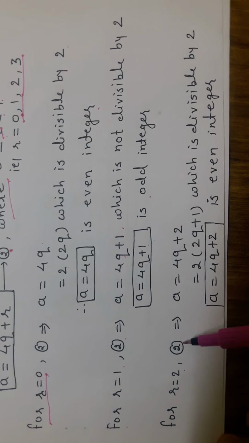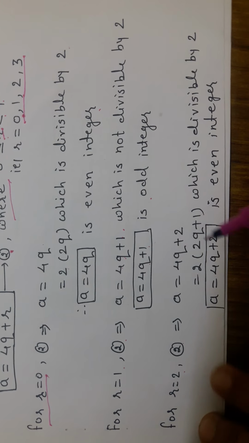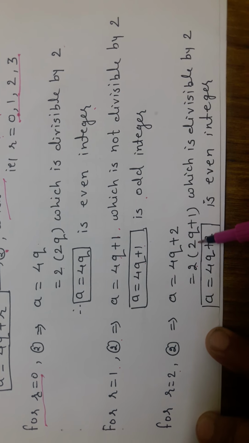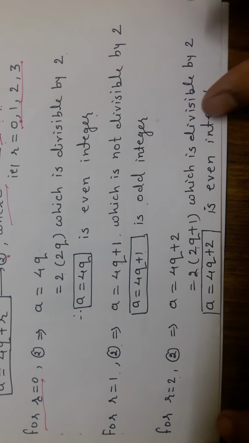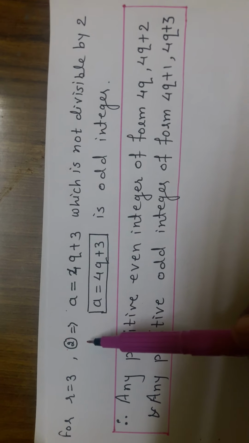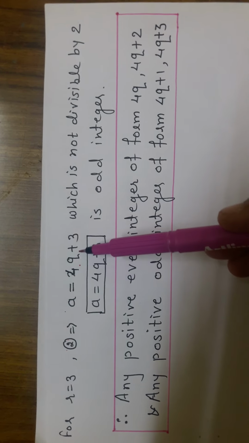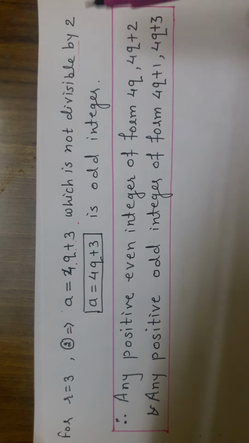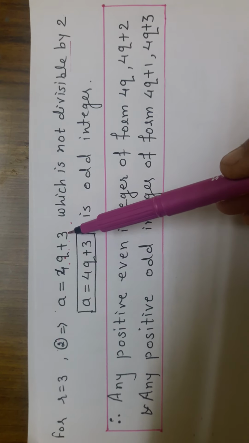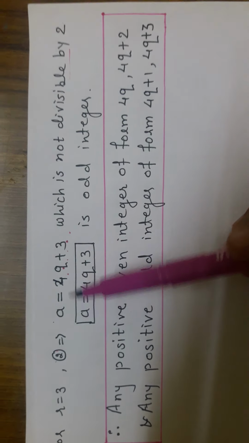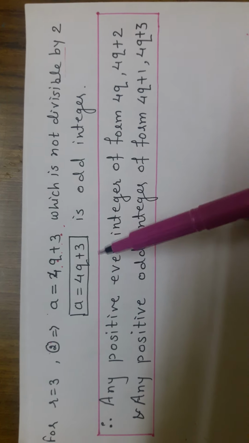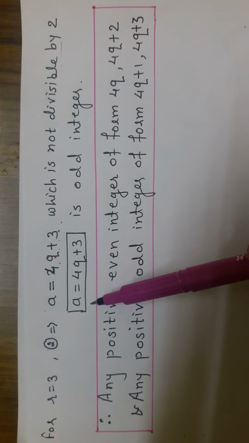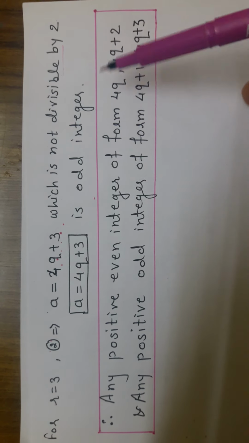For r is equal to 2, a is equal to 4q plus 2. Can we take out a common factor here? Yes, 2 is a common factor, 2 times 2q plus 1, which is divisible by 2. Therefore, a is equal to 4q plus 2 is an even integer. For r is equal to 3, a is equal to 4q plus 3, which is not divisible by 2, because if I substitute q is equal to 0, I will get only 3. That is odd. If I substitute q is equal to 1, we will get a is equal to 7, which are odd integers. Therefore, a is equal to 4q plus 3 is an odd integer.